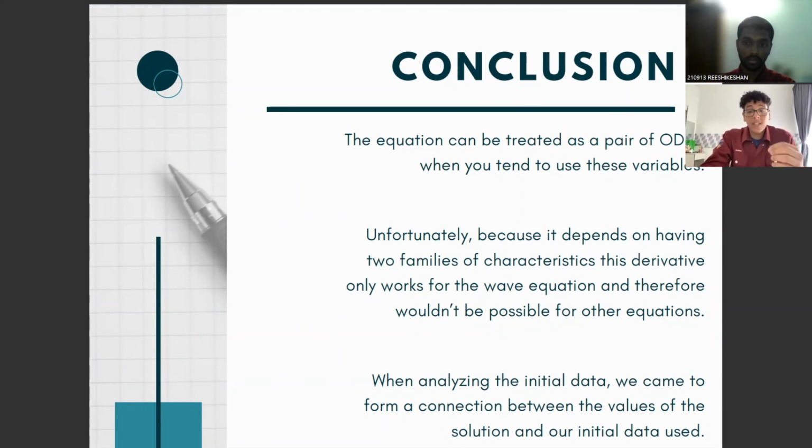When analyzing the initial data, we form a connection between the values of the solution and our initial data. This showed us that the travel speed of the initial values was constrained by the wave speed, and the features of the initial data travel along the characteristic lines.